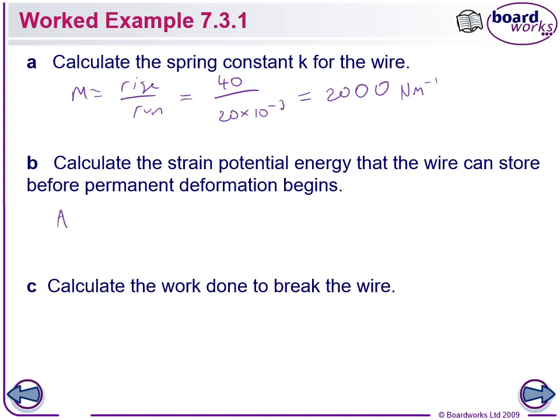So our area, and here we've got a nice triangle, so we can just do a half times base times height. Half times, well, we need to use up to the elastic limit. So our base is 20 times 10 to the negative 3, and our height is 40. I get 0.4 joules.